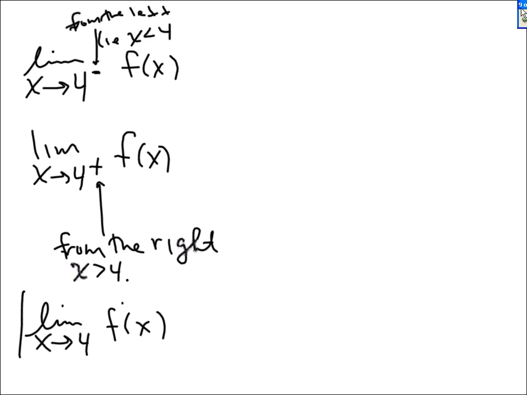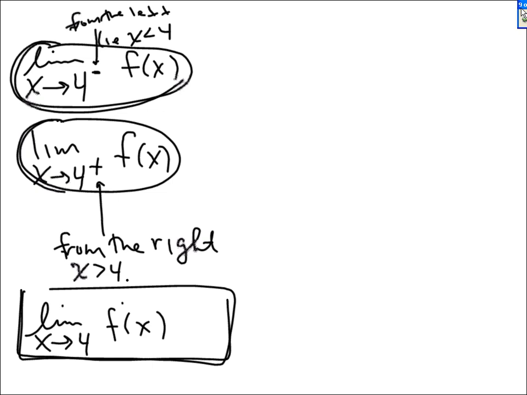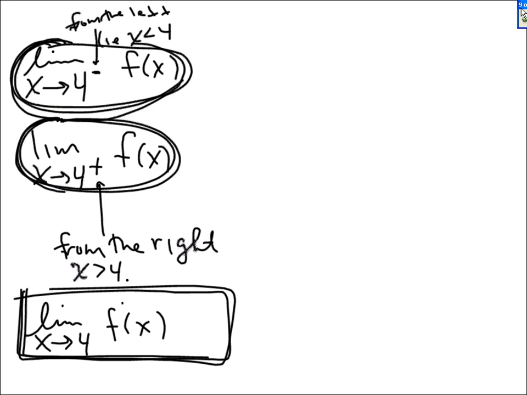In fact, this limit exists if and only if these two limits are equal. If these two limits are equal, then and only then does this limit exist. If those two limits on top do not equal one another, then this bottom limit does not exist. Last point, big point: if this limit on the bottom exists, that is, if these two values are equal to one another, then this limit on the bottom equals that common number.